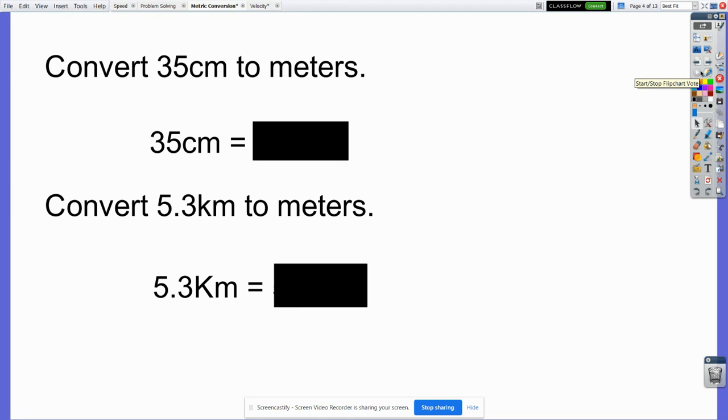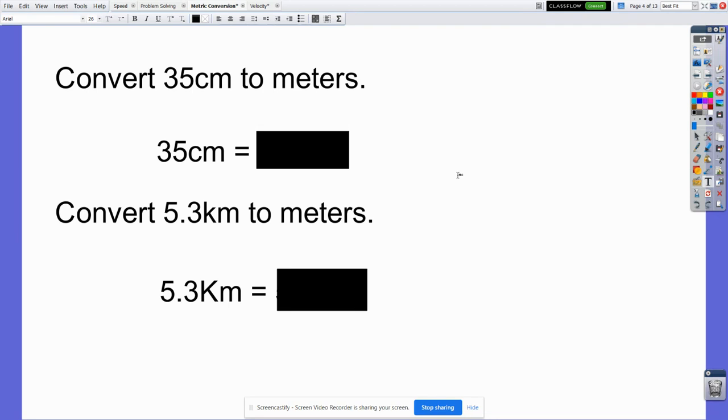So if in one of our problems we had to convert 35 centimeters to meters, we would first think about where we're starting and where we want to end in that string of prefixes. And again, it is King Henry died by drinking chocolate milk. If you need to write that down somewhere on a paper when you're doing a test or a quiz, then do it. Write it in the margin right at the top somewhere.